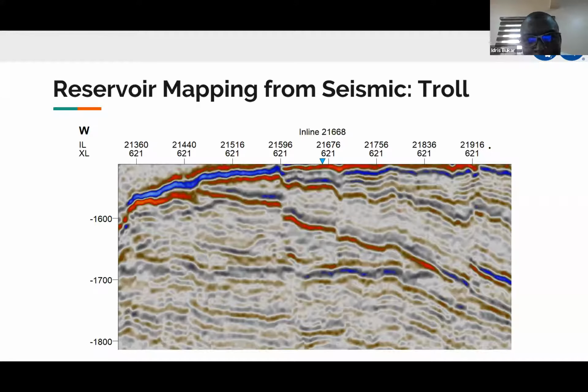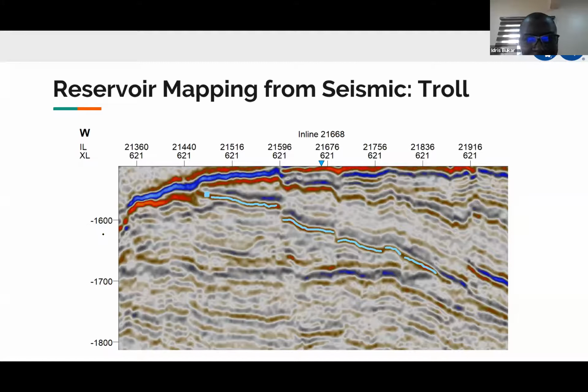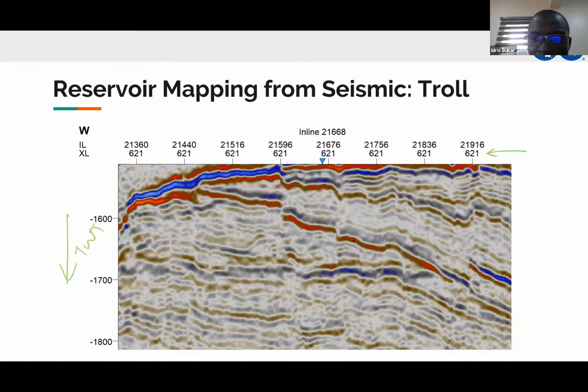And then you can also go to the cross line. We're now on a cross line, right? The bottom number is the one that is constant now, and the inline is moving. Two-way time, before I forget. Okay, so you map that in both inline and cross line, and you do something like this, right? And then you see, again, this is the expression of the top of the reservoir, right?